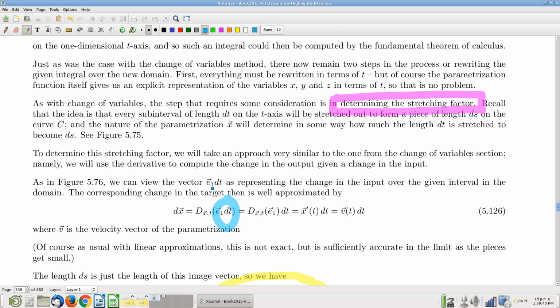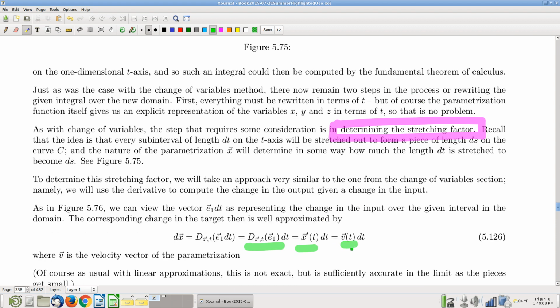There's my input vector e1 dt. Here's the dx, the output vector. The derivative transformation is what relates them. dt is a scalar, that factors out. We're left with, we're just taking a derivative. That gives me velocity. So our nice punchline is that our differential, dx, or position differential, is just the derivative times dt, which of course for a parametric curve means velocity times dt.